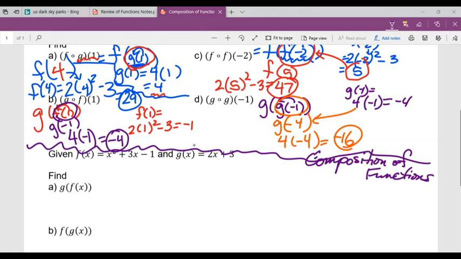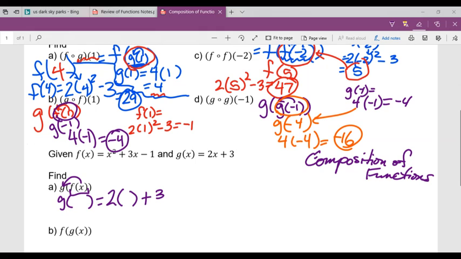So this says take f of x and plug it into g. So that means this gets g of something, okay? So everywhere x is in g becomes a parentheses. So we get 2 times something plus 3. And that's hard to see. Let me get rid of this line here over our function so we can see it. Oh, of course, it erased the whole line. Okay, so anyways, let me get back to my pen.